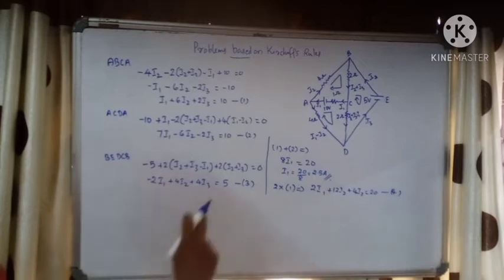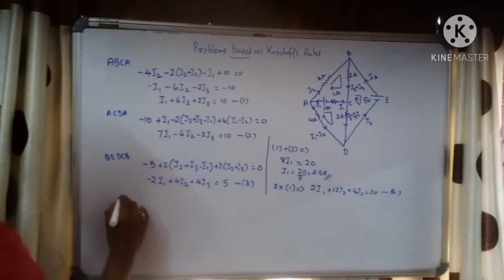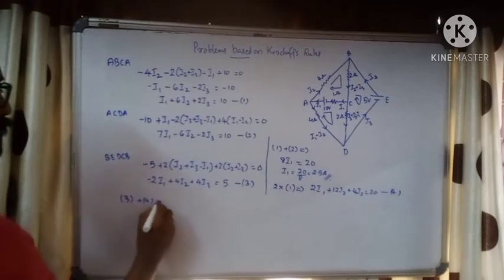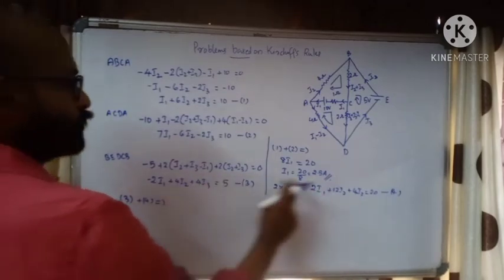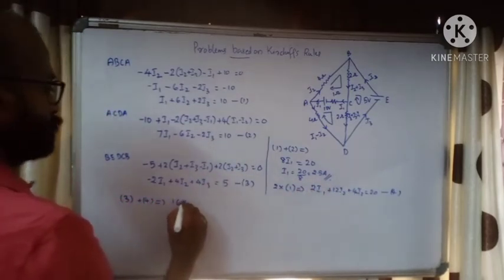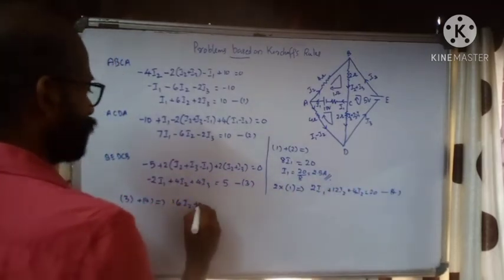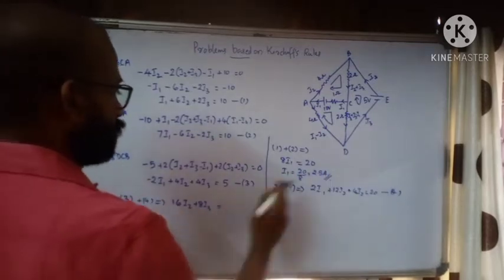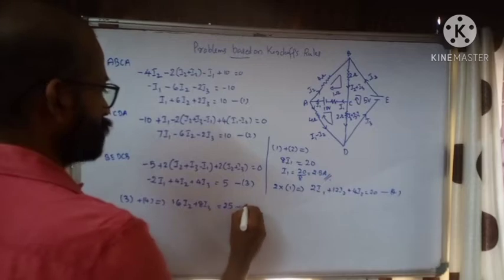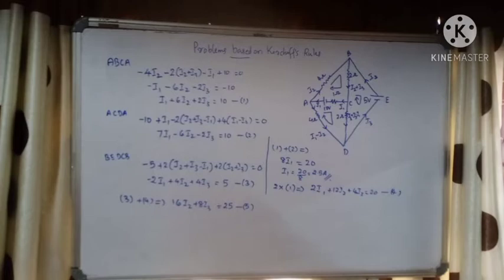Now what we can do is add equation number 3 with equation number 4. See, I add equation 3 and 4. What will happen? Minus 2I1 plus 2I1 cancel. 4I2 plus 12I2 is 16I2. Then 4I3 plus 4I3 is 8I3. That will be equal to 20 plus 5, which is 25. Equation number 5. So we have got I2 and I3: 16I2 plus 8I3 is equal to 25.